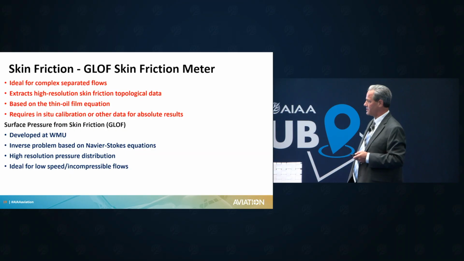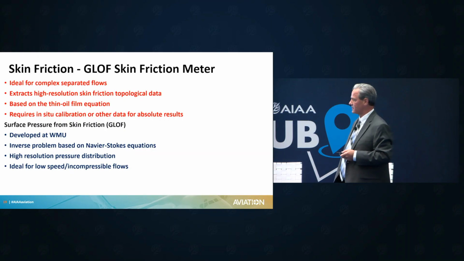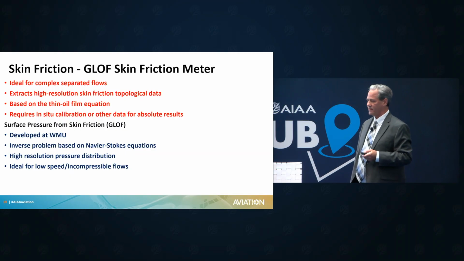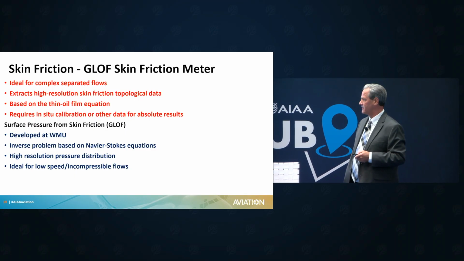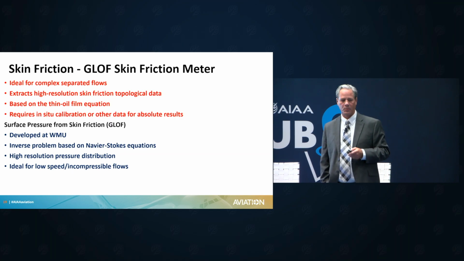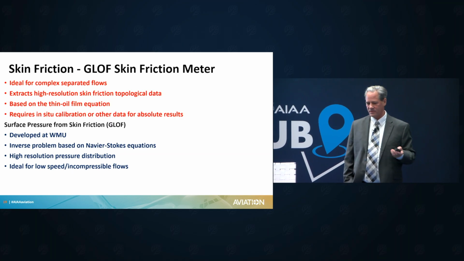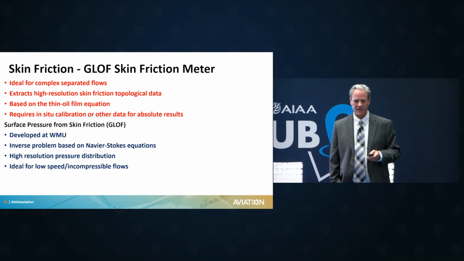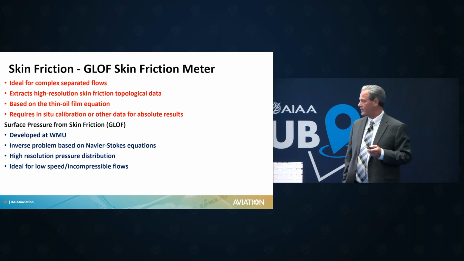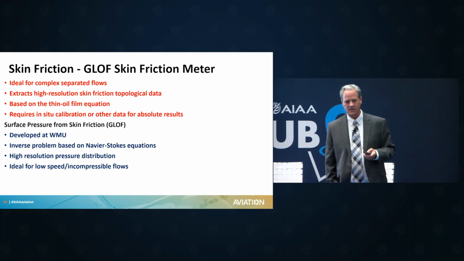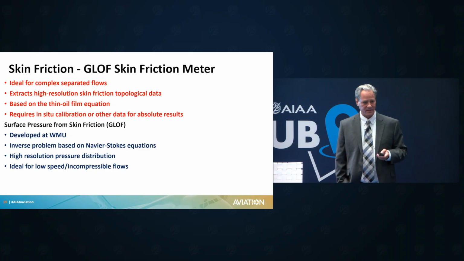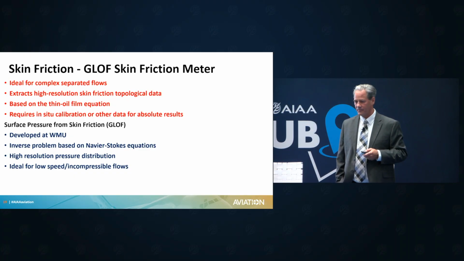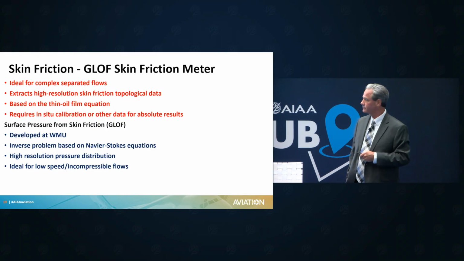Developed at WMU. It's an inverse problem based on the Navier-Stokes equations. It's a very, very high resolution skin friction pressure distribution, and it's ideal for low speed incompressible flows. So once again, we're able to apply this oil film, run through a 15-minute test, do multiple hours of image processing, but at least we don't have to worry about calibration of pressure taps or even the placement of the pressure taps, because in the case of some of these models that you'll see that we performed, there was no way to install a pressure tap.